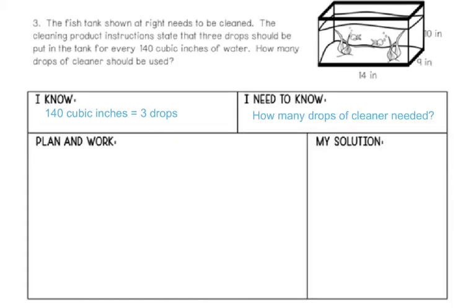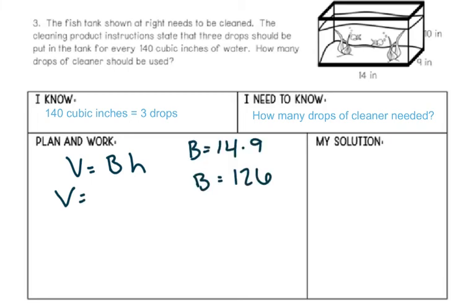Next, for my plan and work, the first thing that I'm going to do is go ahead and find the volume of this fish tank. So I'm going to find the area of the base, which is 14 times 9. This gives me 126. And then I'll multiply by the height of the fish tank, which is 10. This gives me a total volume of 1,260 cubic inches.